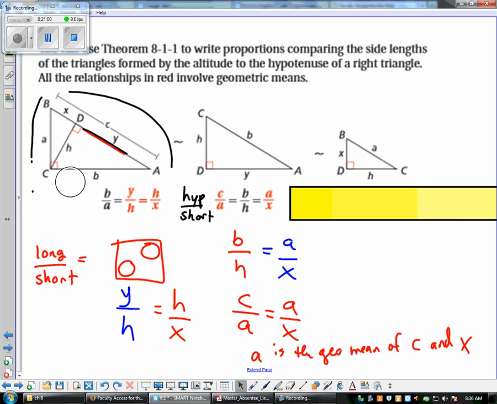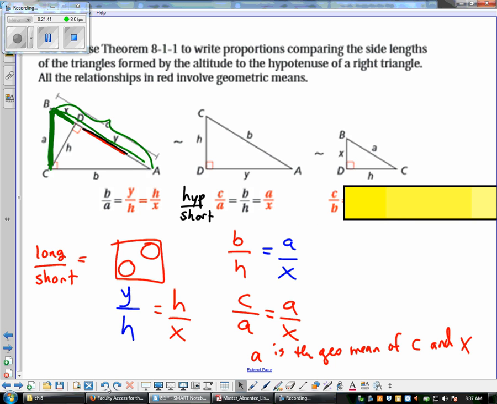Cleaning this up a little bit. What we've noticed is that A, right here, this short leg of the big triangle, is going to be the geometric mean between X, which is this little piece of the hypotenuse, and C, which is the whole hypotenuse. So we've got another way of finding side lengths in these similar right triangles. This short leg of the big right triangle is the geometric mean between this little piece and the whole thing.